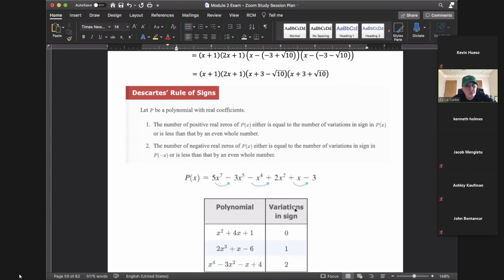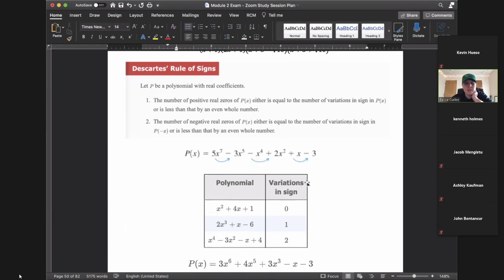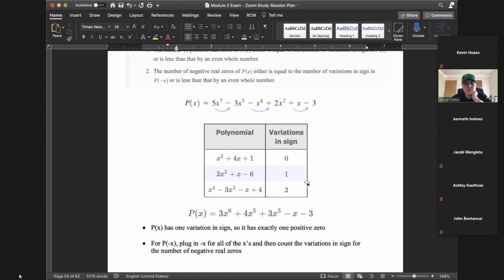So Descartes' rule of signs: let P be a polynomial with real coefficients. The number of positive zeros of P of x either is equal to the number of variations in sign in P of x, or less than that by an even whole number. And the number of negative real zeros of P of x is either equal to the number of variations in sign of P of negative x, or less than that by an even whole number. So we'll go over this in just a second.